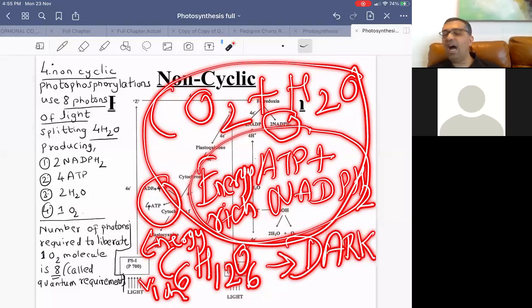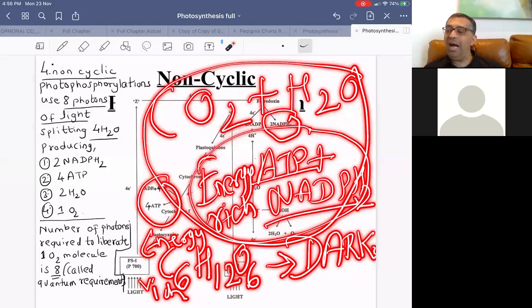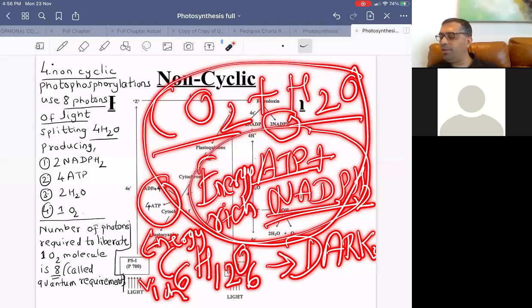What do we call it? Dark reaction. So what was cyclic and non-cyclic photophosphorylation? Light reaction. In the light reaction, what did we convert? Solar energy, sunlight, into ATP and NADPH2, which are energy rich. And that is in grana. In the stroma, ATP and NADPH2 will combine with CO2 and H2O to form energy rich glucose, and that is called the dark reaction.